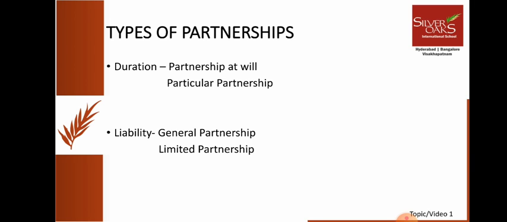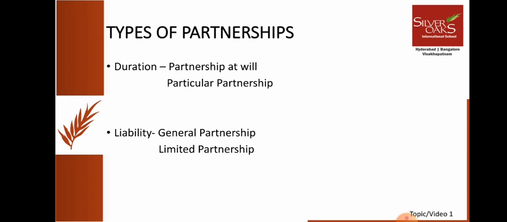Then particular partnership is, as we say, for a particular purpose. In order to create one particular venture, people come into partnership. It can be two companies or it can be two people also. So that is what we speak of as a particular partnership.